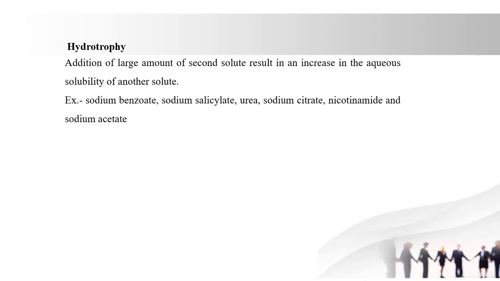Then next is hydrotropy. The hydrotropy process is the addition of a large amount of a second solute, resulting in an increase in the aqueous solubility of another solute. It is the same as co-solvency, but in place of a solvent we use a solute in hydrotropy. Examples of hydrotropic agents are sodium benzoate, sodium salicylate, urea, sodium citrate, nicotinamide and sodium acetate.